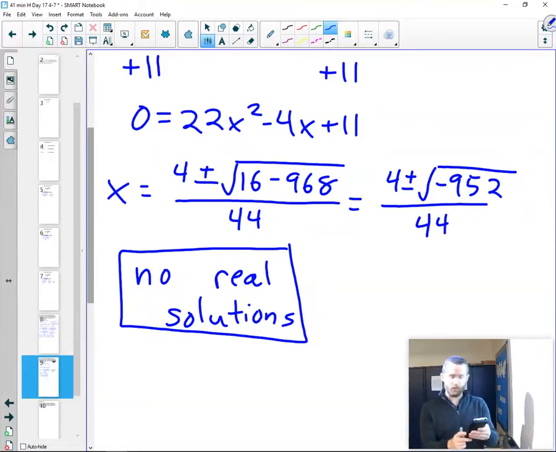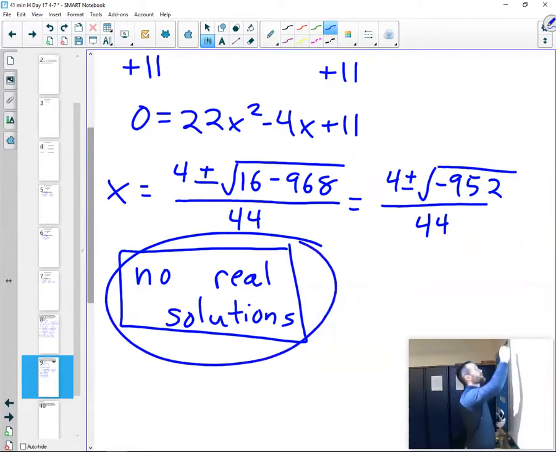Okay, next I've got to take the square root. Just keep following PEMDAS. So the square root of negative 952, and we get an error. On my calculator, it says non-real answer. So that's essentially the calculator telling you that there's no real solutions.